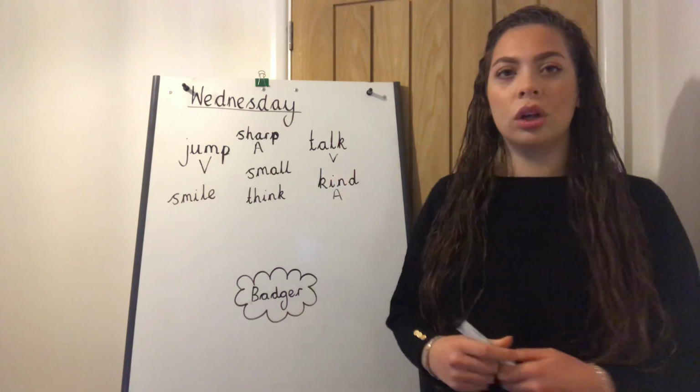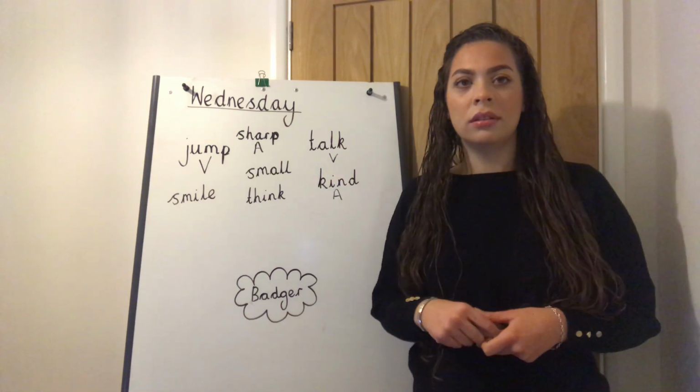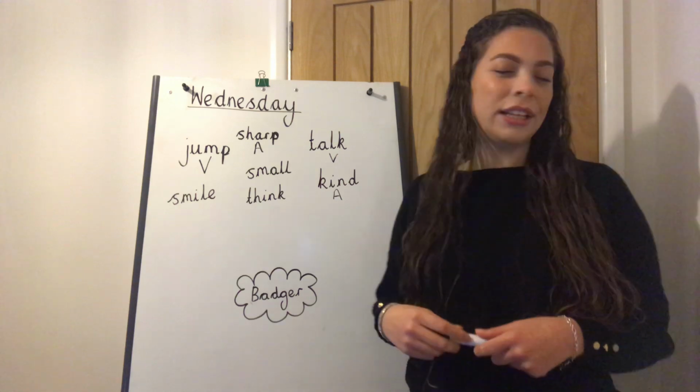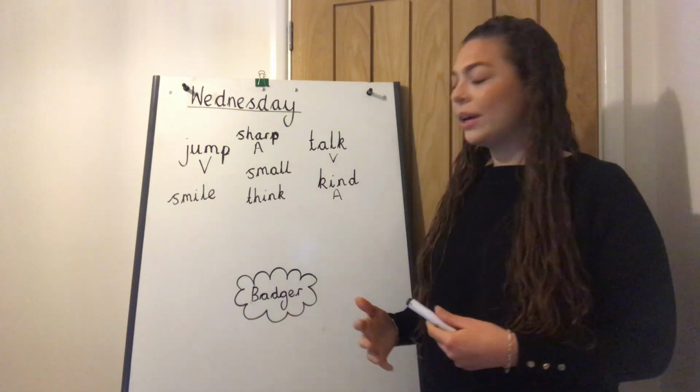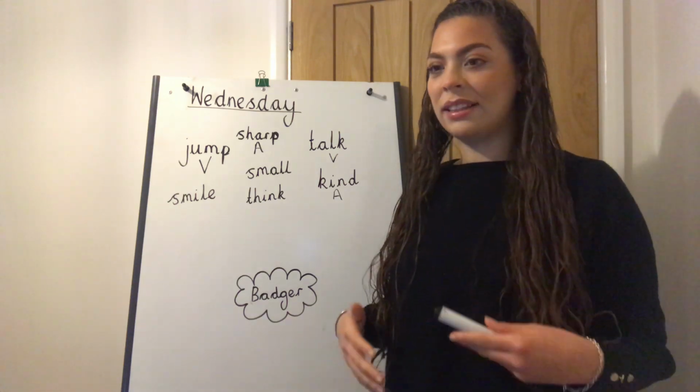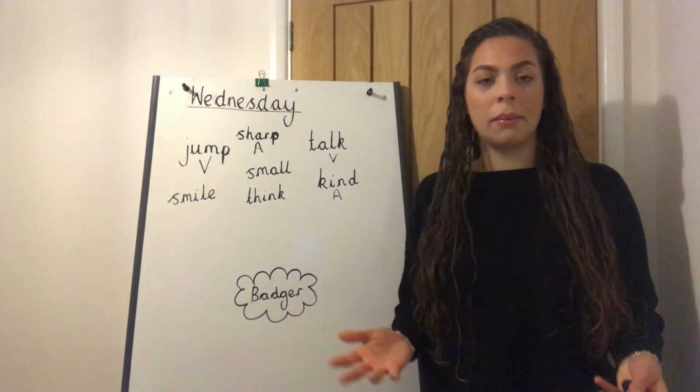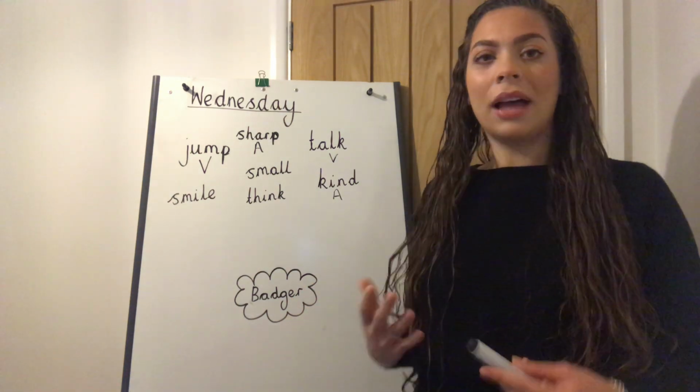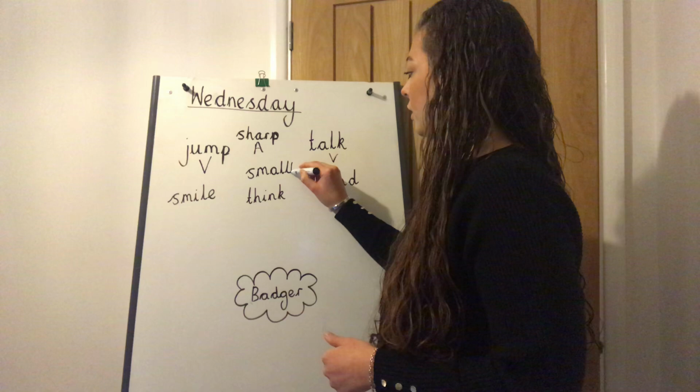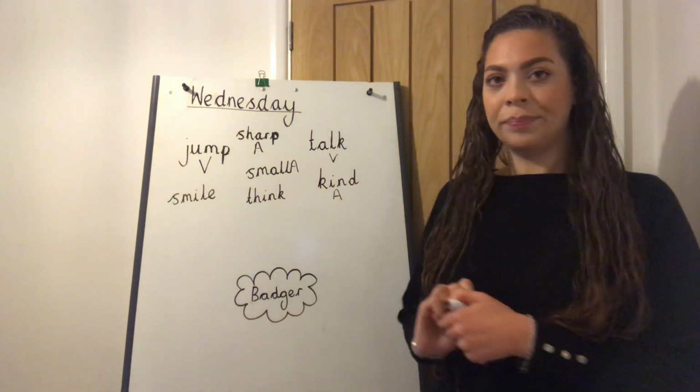What about small? Can you small? No, that doesn't make sense, does it? You can't small, but you can be small, which means it's describing what someone is like or something is like. You might have a small apple. So that is an adjective.